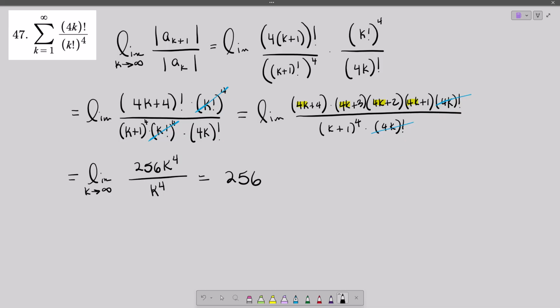So make sure you compare it to 1. With the root or the ratio or the geometric series, you compare to 1. So make sure you put that in there. That's greater than 1, therefore it diverges.